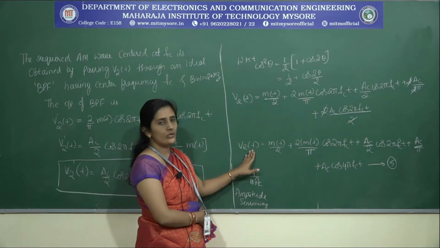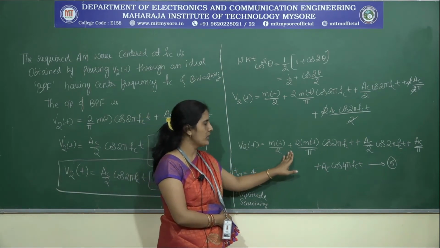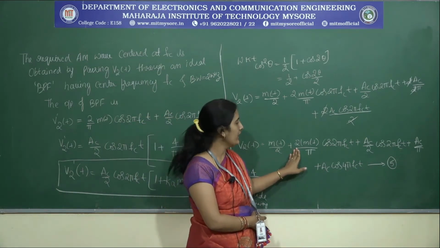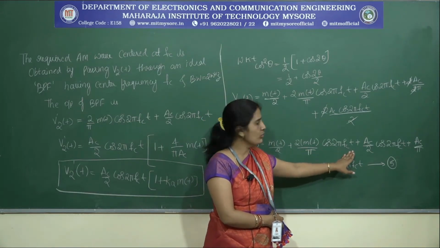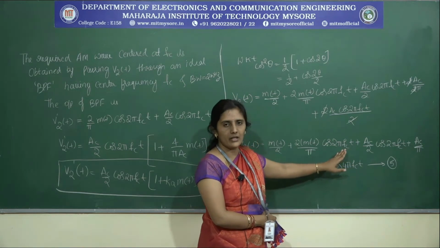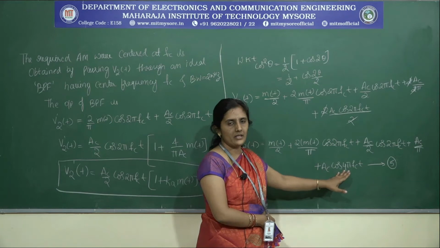So this is the equation we have got for V2 of t, that is m of t divided by 2 plus 2 into m of t divided by pi cos 2 pi fct plus AC divided by 2 cos 2 pi fct plus AC divided by pi plus AC into cos 4 pi fct.